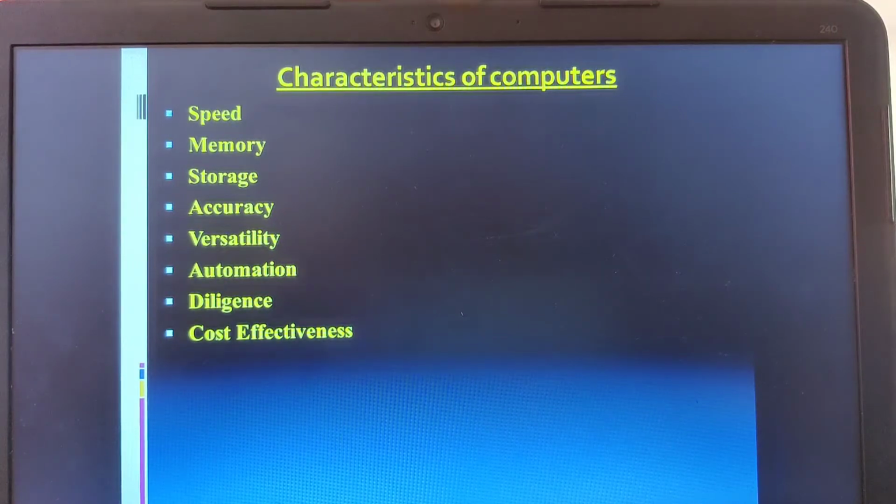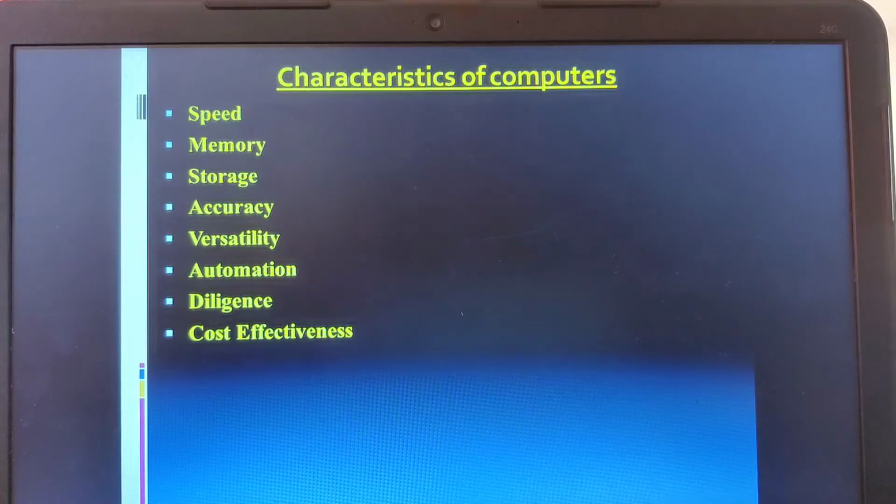So today in this video we are going to discuss the characteristics of computer. Before I proceed, I just wanted to revise the previous concepts which we have discussed in our previous video, that is what is computer, data, information, hardware and software. We will just recall it within 2 minutes.